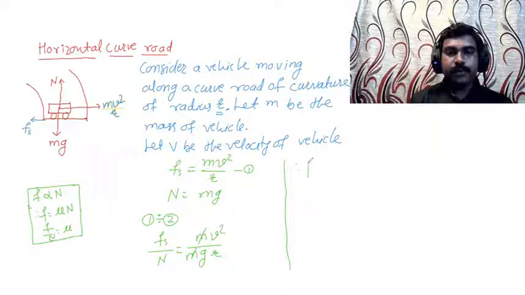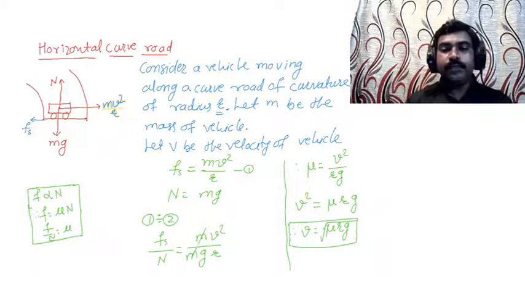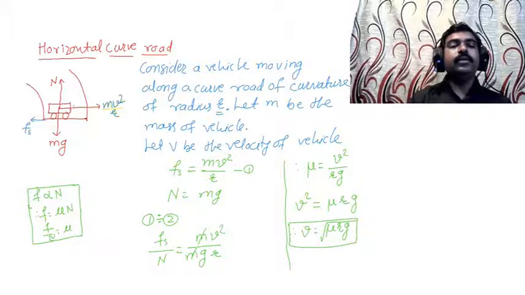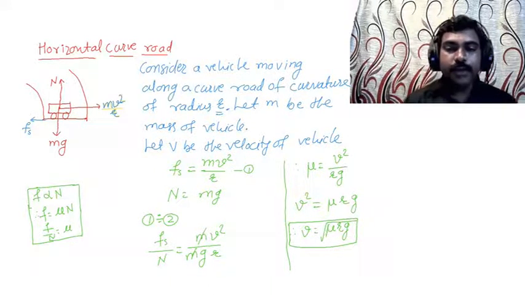So therefore mu is equal to v square divided by Rg. Transfer this to the numerator, we will get mu times Rg, and therefore v is equal to square root of mu Rg. Okay, so now this is the maximum velocity with which a vehicle can move along the curved road. If we increase the speed greater than this, v is equal to root of mu Rg.